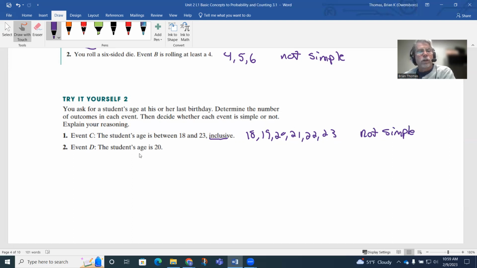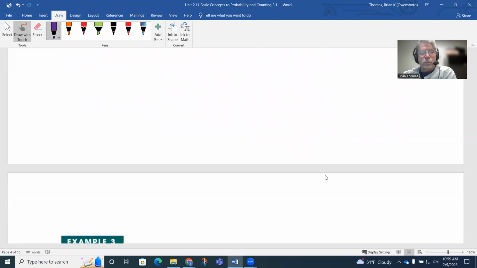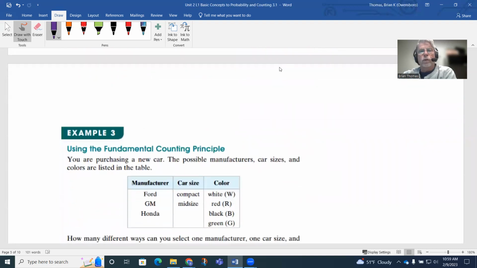Event D: the student's age is 20. Since there's only one outcome, 20, that's described as a simple event. So we have not simple and simple. We'll stop there.